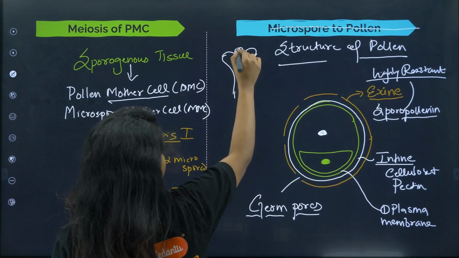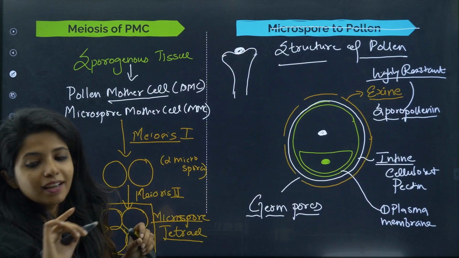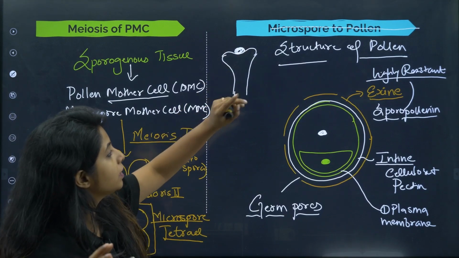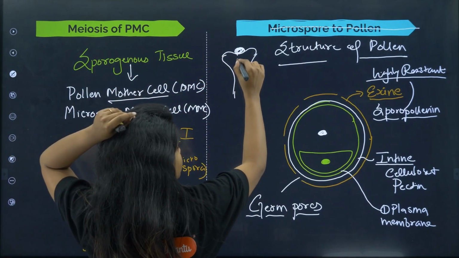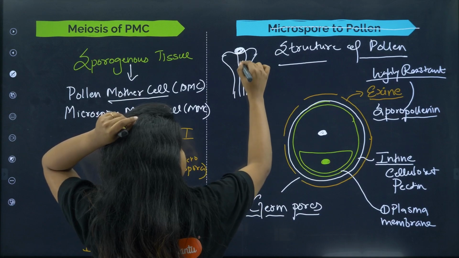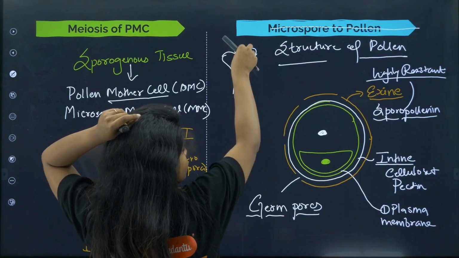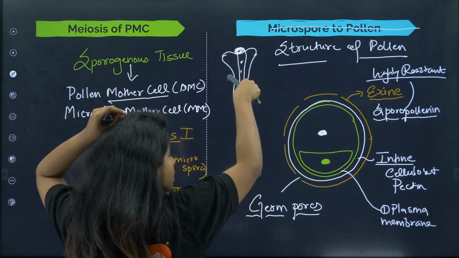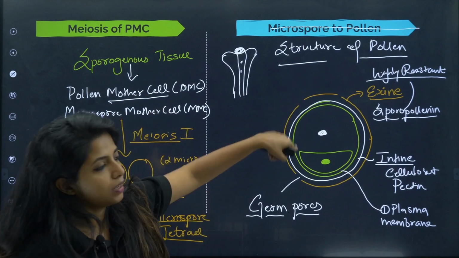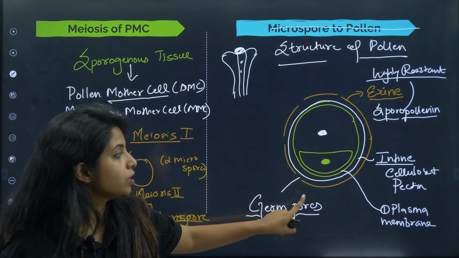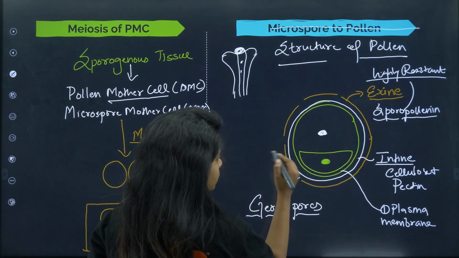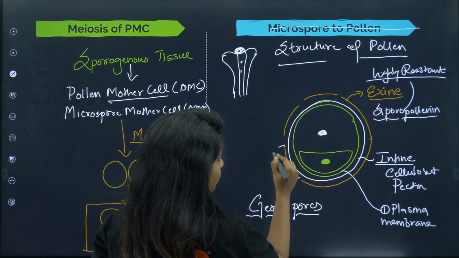When the pollen goes over there, into the female reproductive part of the plant, this pollen forms a pollen tube and sends the male gamete over. To make the pollen tube you need a pore, and that pore is what? The germ pore. So imagine, with the help of this pore, what will happen?